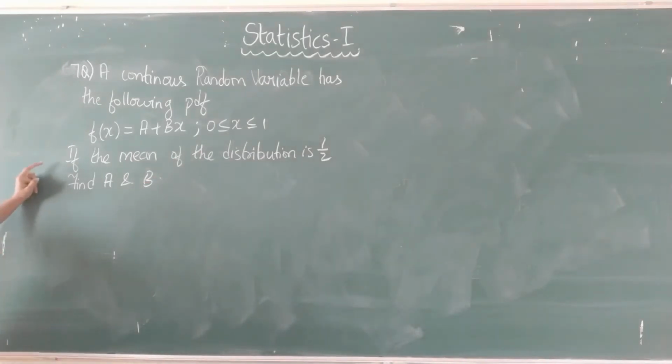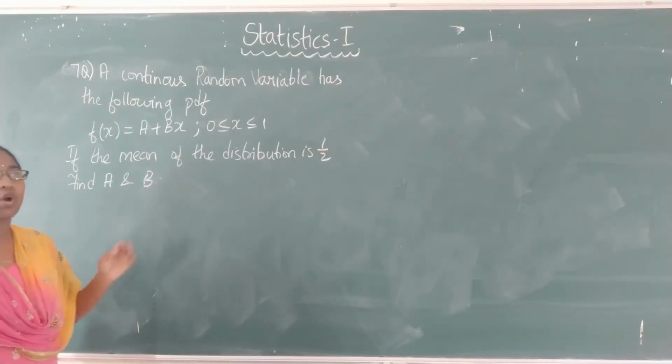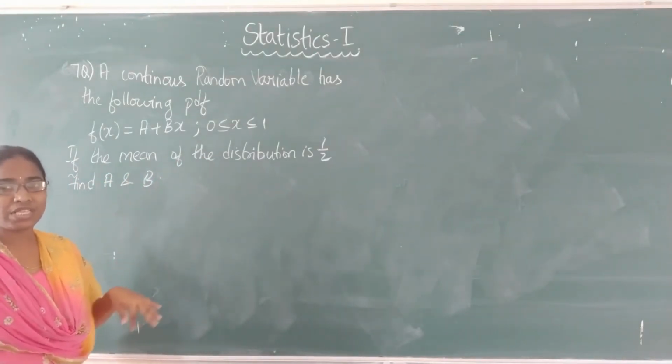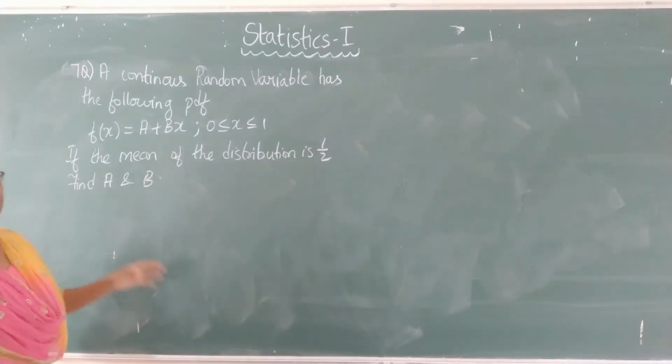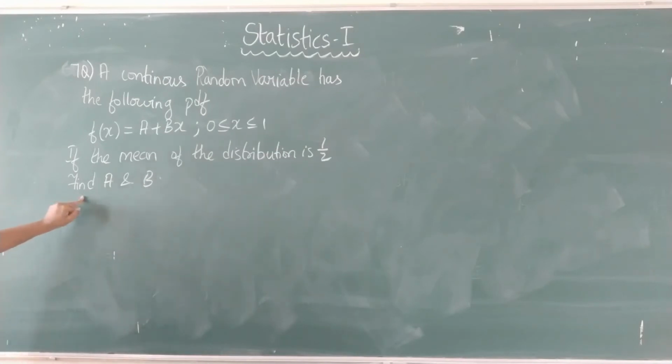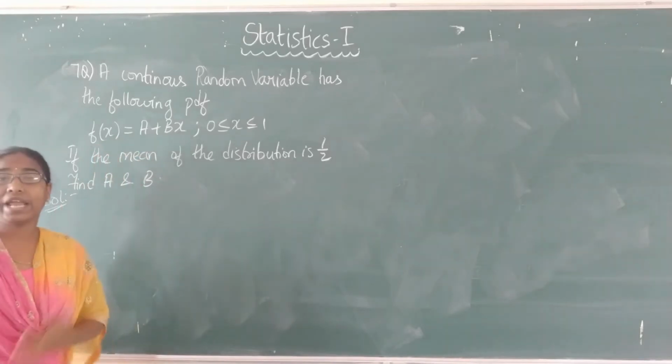What is the condition given in the question? If the mean of the distribution is 1 by 2. So already the mean value is given. What is the mean value? 1 by 2. If the mean value is already given, we have to find the constants a and b. So how to do this problem? First thing is we have to determine the a and b values.